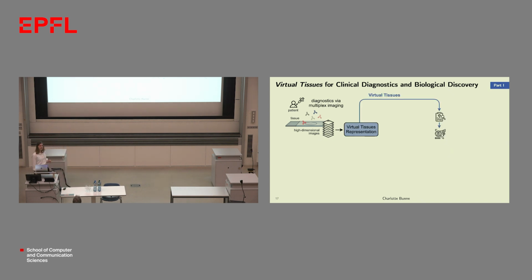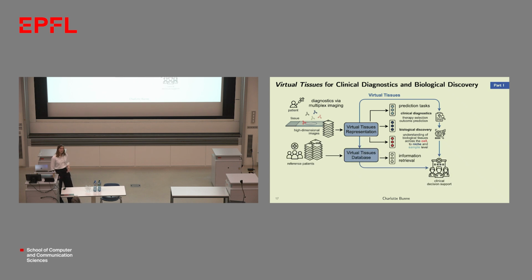Ultimately, what we want to build is a universal representation of those cancer tissues, like a virtual tissue that we can now query for certain downstream tasks that we are interested in. For example, clinical diagnostics, therapy selection, outcome prediction, or biological discovery tasks. But what we also want to build, in particular in Switzerland, is what we call a virtual tissue database that I can now go into and query.